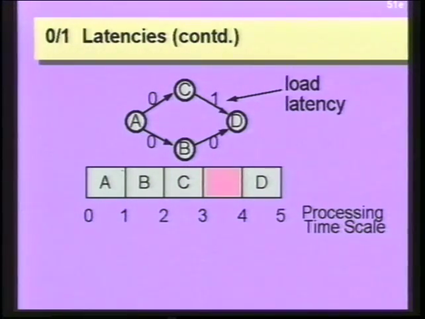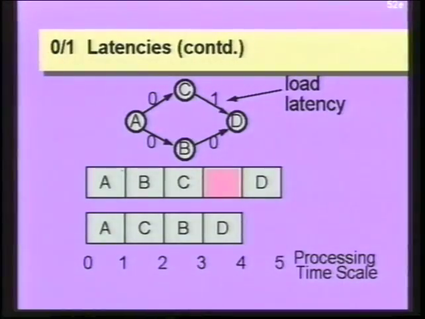But now we can't schedule node D because there's a latency of 1 following node C, which means that we have to wait 1 unit of time after C has been completed before we can start node D. So that's what latency means. It means you have to wait the amount of time that the latency represents after the completion of the node. Again, we're assuming that the nodes or instructions all take unit processing time without the latencies.